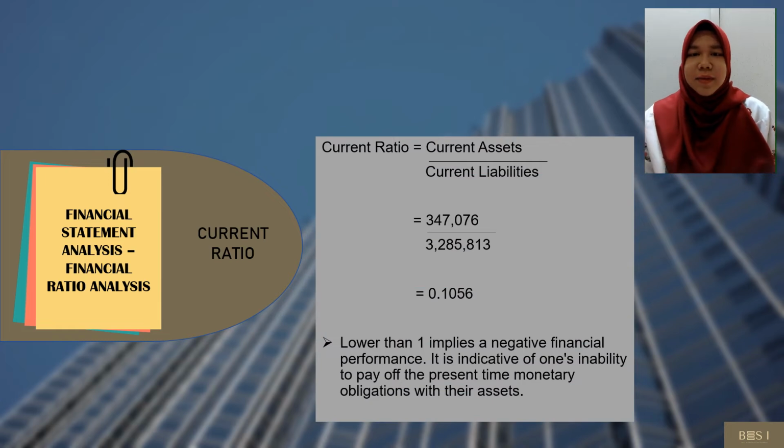Hi. Let's start with the answer for question 2C, financial ratio analysis. The first ratio is current ratio. The formula for current ratio is current asset divided by current liability. The current ratio result amounts to 0.1056, which is lower than 1 and implies a negative financial performance. It is indicative of an inability to pay off present monetary obligations with their assets. In 2016, for every RM1 of current debt, Besico had only 11 cents available to pay debt. No sufficient money to settle their current obligation.